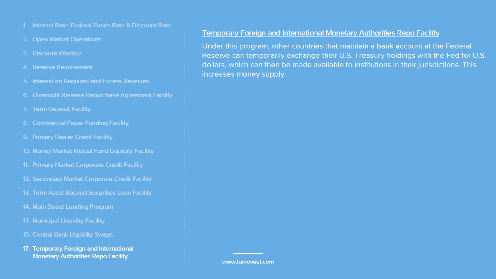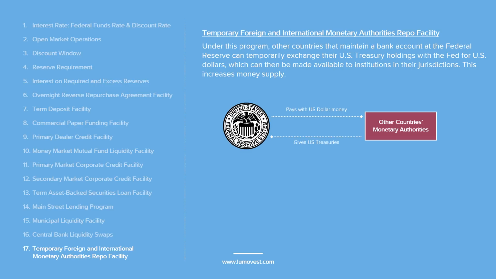Under this program, other countries that maintain a bank account at the Federal Reserve can temporarily exchange their U.S. Treasury holdings with the Fed for U.S. dollars, which can then be made available to institutions in their jurisdictions. So other countries give the Fed whatever U.S. Treasuries they have, and the Fed gives them U.S. dollars. So that's an overview of all the tools the Fed has available to control the money supply in the economy.